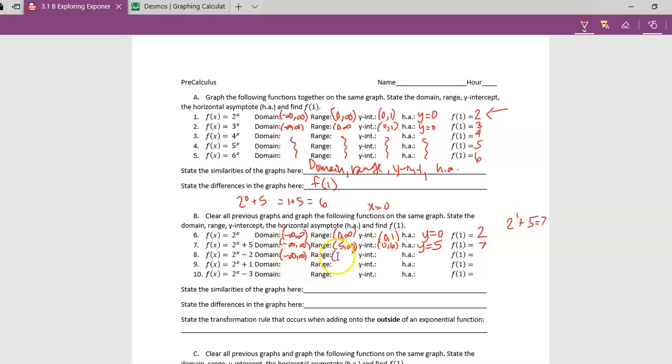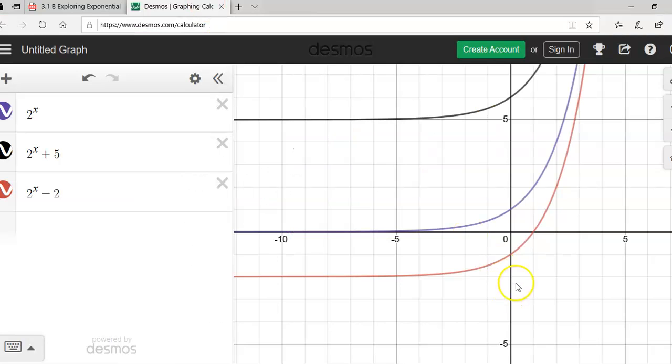So the range went from negative 2 to infinity. The y-intercept was at 0, negative 1. The horizontal asymptote moved down to negative 2. It was at 0. We subtracted 2. It went down to negative 2. F of 1, I can either look at it on the graph or plug it in here. 2 to the 1 power is 2, and 2 minus 2 is 0. So if we go back and look at our graph, yeah, f of 1 is at 0.